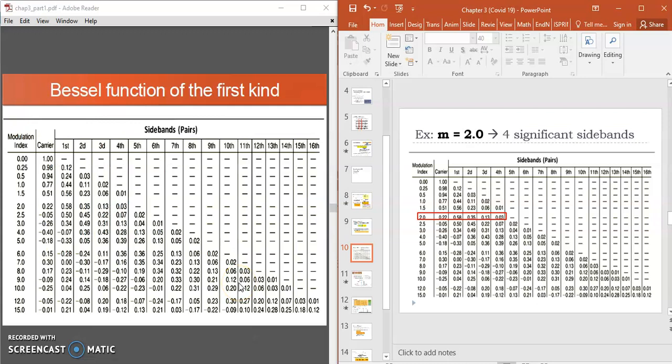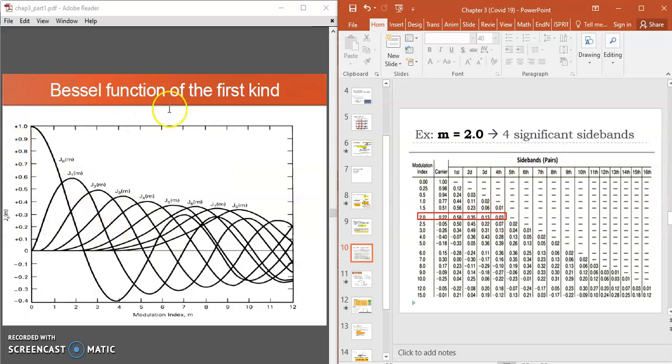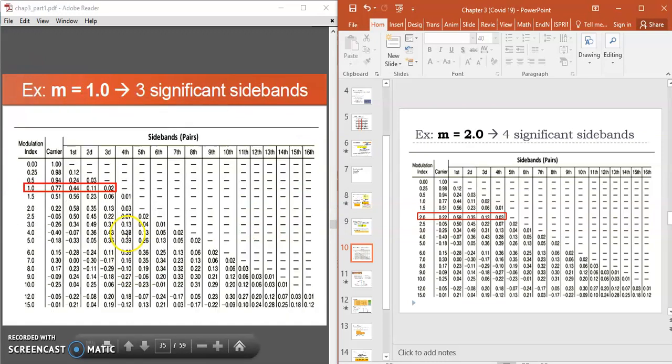From here, I'll show you something. For example, if your modulation index equals 2, how many significant sidebands? For example, here, 4. Why 4? Because from here, 4. 4 means left 4, right 4, because sidebands come in pairs. Now, this is the Bessel function of the first kind.